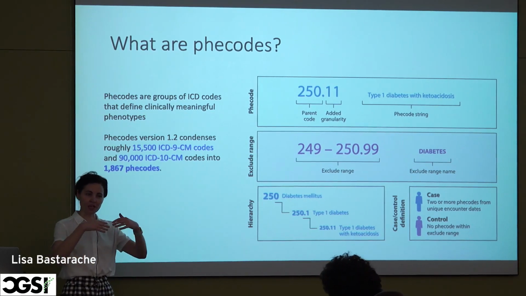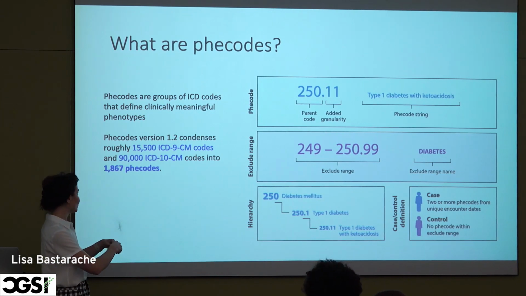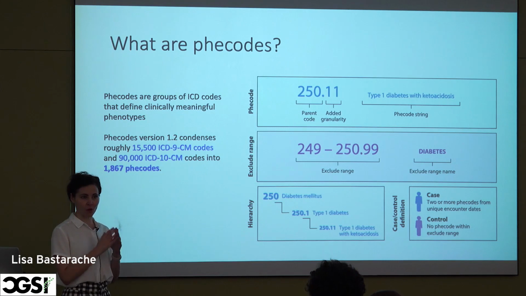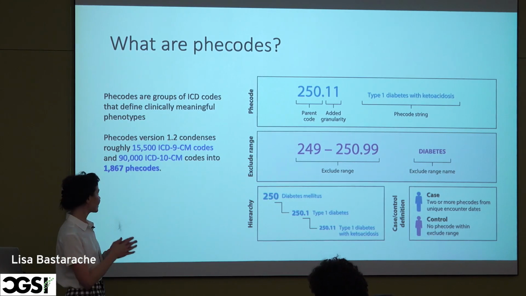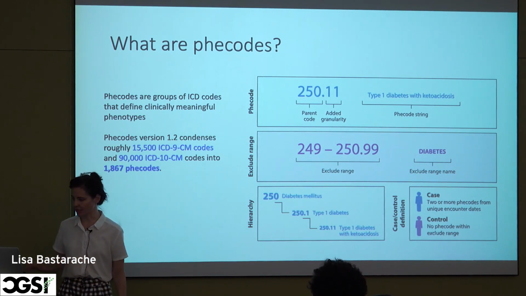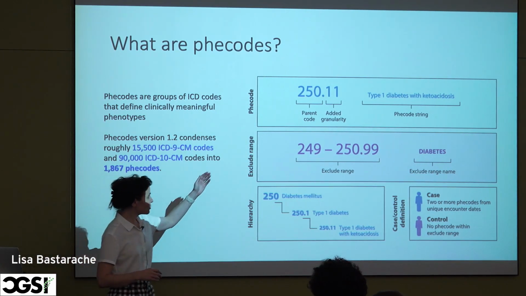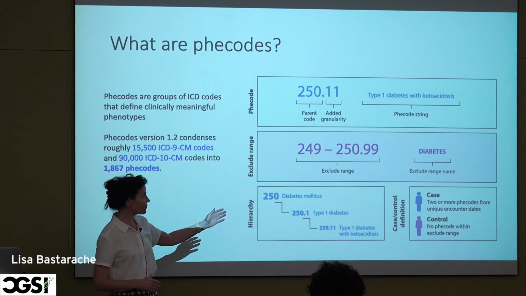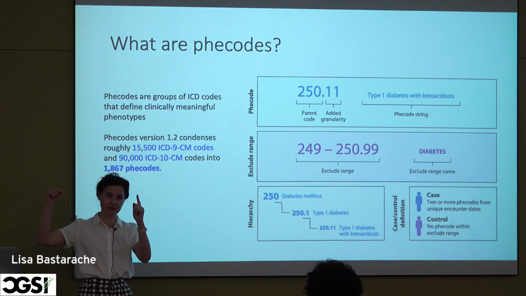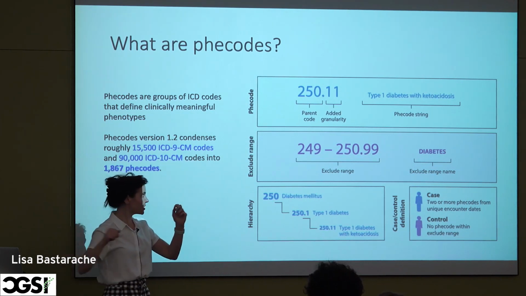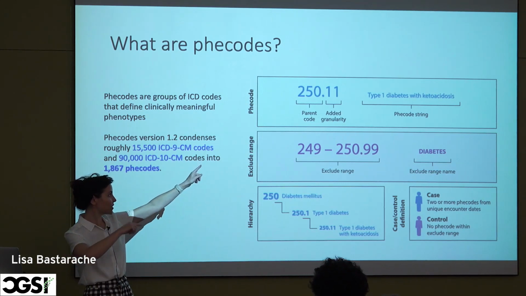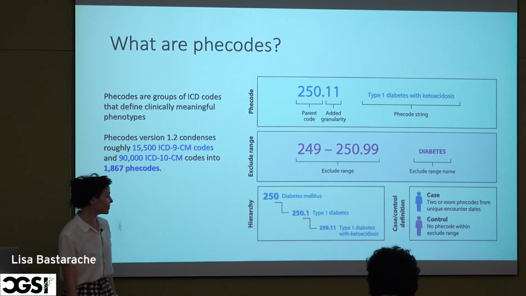Phecodes also merge together ICD-9 and ICD-10 codes, and the version 1.2, which is the version that we froze all the way back in 2013 and have been using since, captures a little over 1,800 phenotypes out of these ICD codes. The Phecodes themselves look a lot like ICD-9s if you're familiar. They have this 3-digit parent code, followed by decimals, which adds increasing specificity. So 250.11 would be a grandchild of 250, and 250.1 is the child of 250.